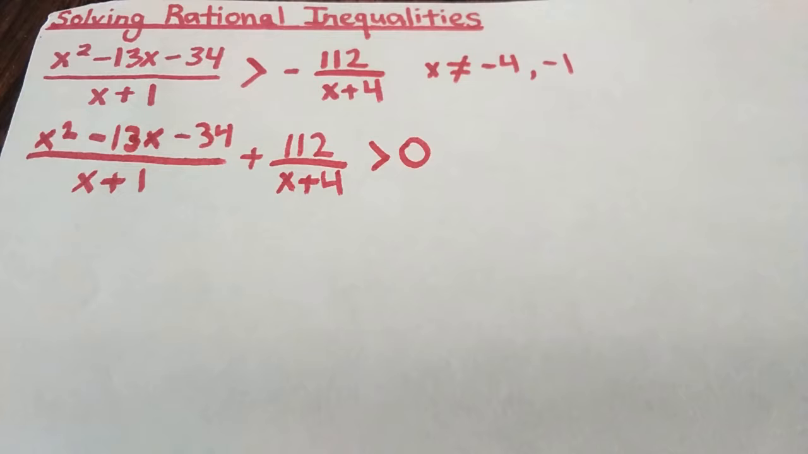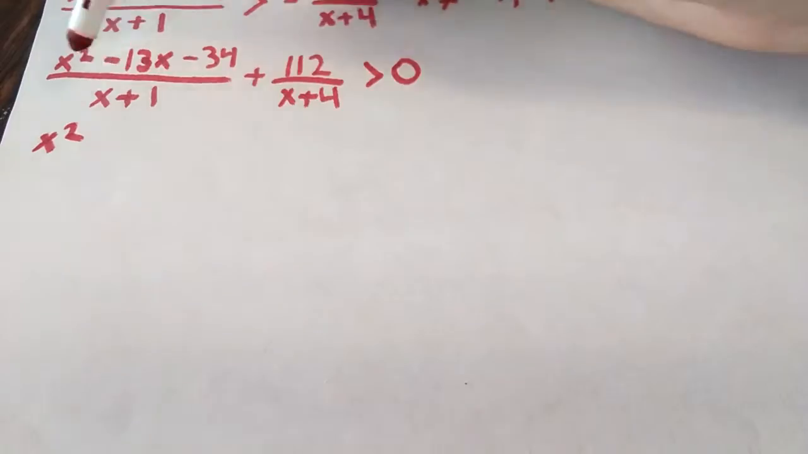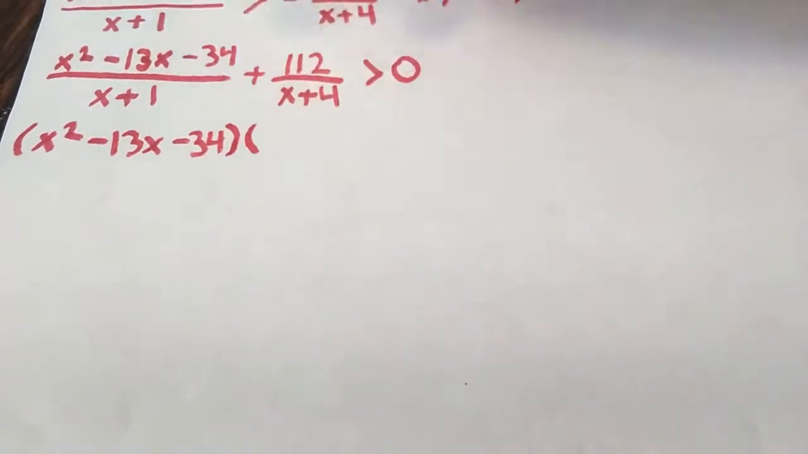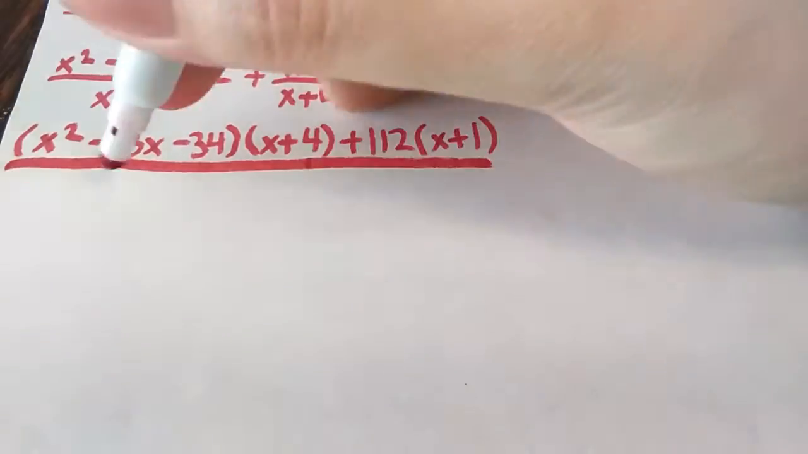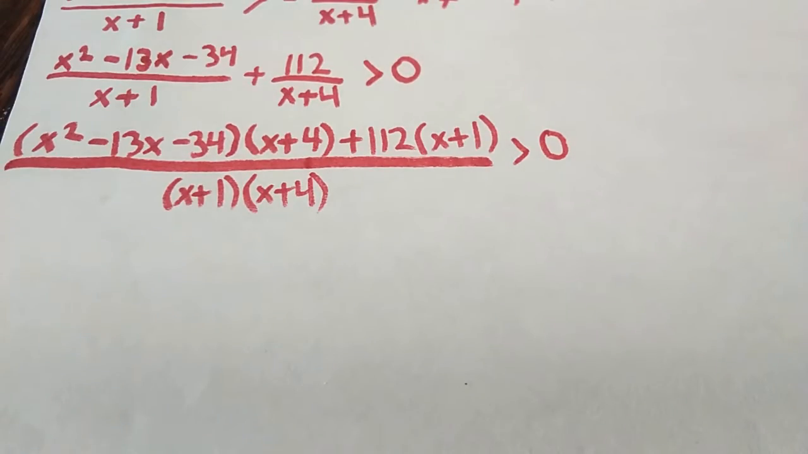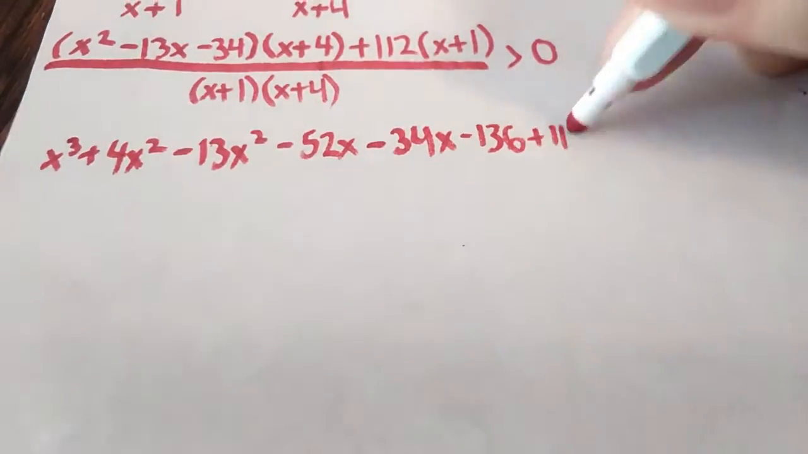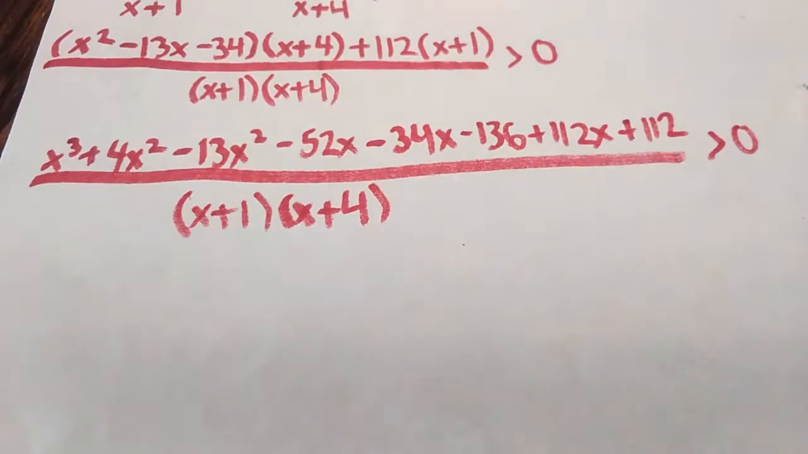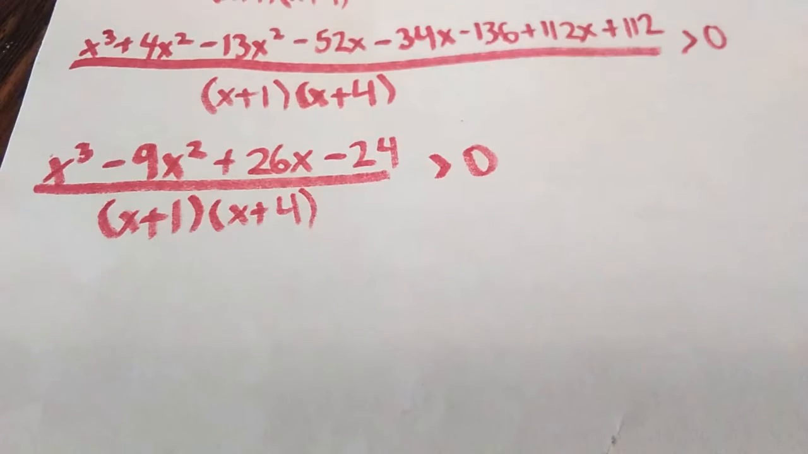Now we want to combine everything into one rational expression. To do this, we must find the lowest common denominator, which would be x plus 1 times x plus 4, and multiply each expression on the top and bottom to match the lowest common denominator. Next, we need to simplify the numerator, and we can do this by expanding all the brackets and collecting all the like terms.